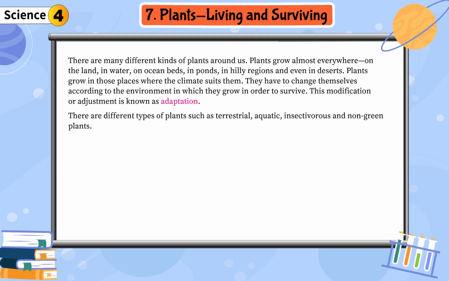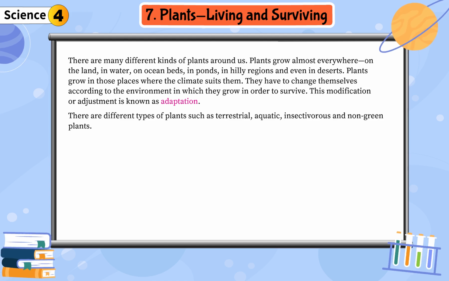Plants grow almost everywhere, on the land, in water, on ocean beds, in ponds, in hilly regions and even in deserts. Plants grow in those places where the climate suits them. They have to change themselves according to the environment in which they grow in order to survive. This modification or adjustment is known as adaptation.